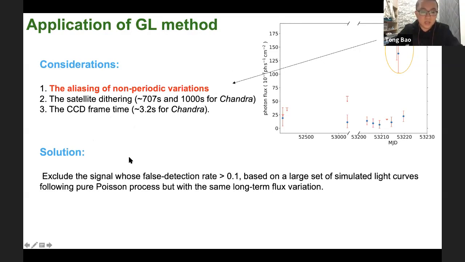But for the first one, we have to derive the false detection rate based on a large set of simulated light curves following a pure Poisson process, but with the same long-term flux variation as the period candidates. And then we exclude the signals whose false detection rate is higher than 10%.